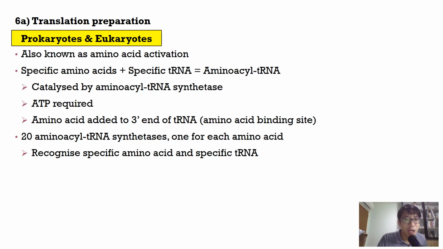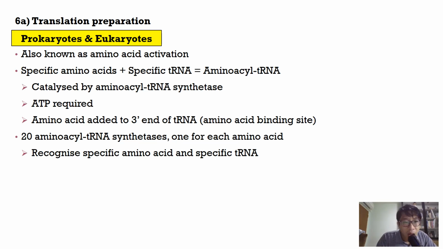Another name for translation preparation is amino acid activation. It is when the amino acid is added to its specific tRNA by the enzyme amino acyl tRNA synthetase. Once the amino acid is added to the tRNA, this whole complex is known as the aminoacyl tRNA. The amino acid is added to the amino acid binding site at the 3' end of the tRNA, and this process is specific because the enzyme is able to recognize the specific amino acid and the specific tRNA, so that a specific amino acid is added only to the specific tRNA.